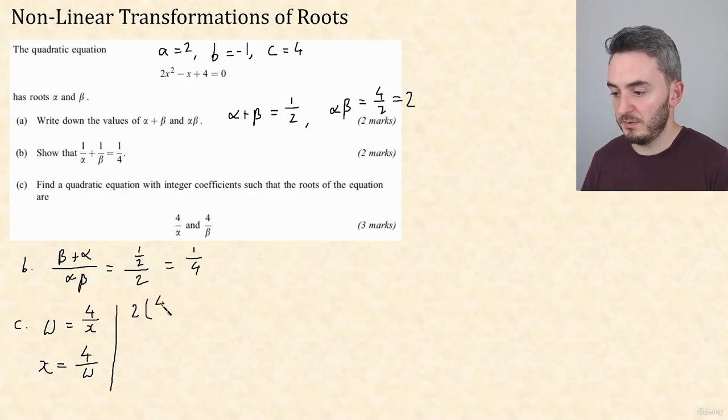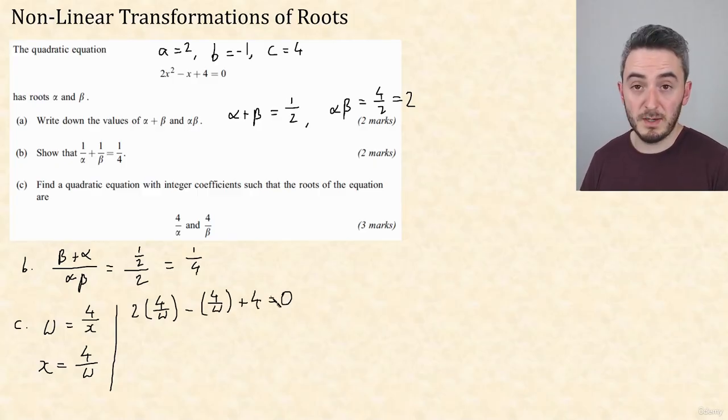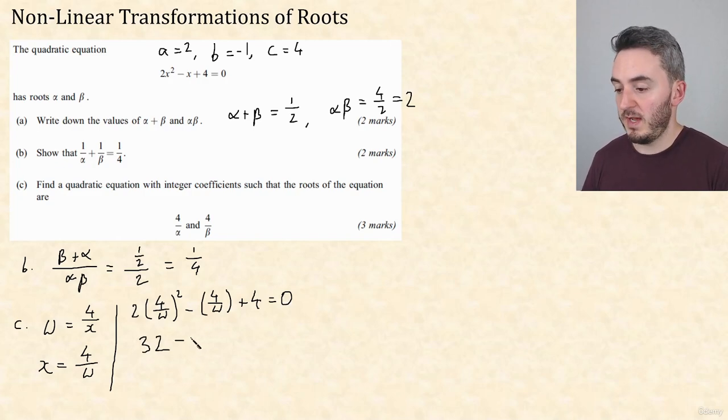So we just sub 4 over w into our original quadratic. 2 times 4 over w squared minus 4 over w plus 4 equals 0, and I can then multiply through by w squared. Oh, I forgot my squared here. Multiply through by w squared. We get 16 times 2 is 32, so 32 here. Here, when I multiply through by w squared, I get 4w.